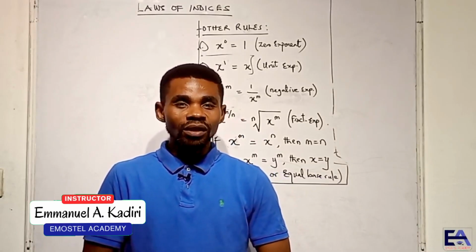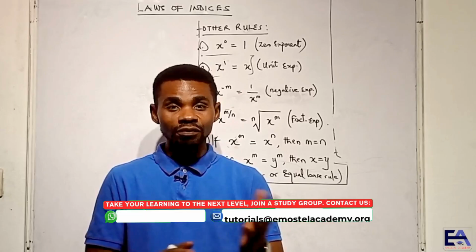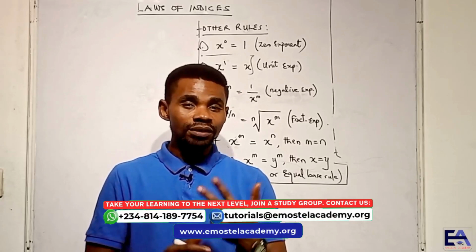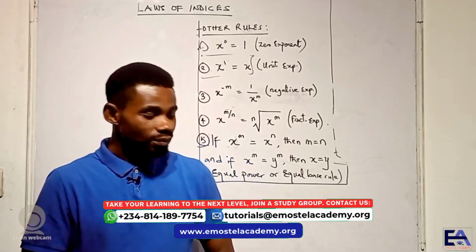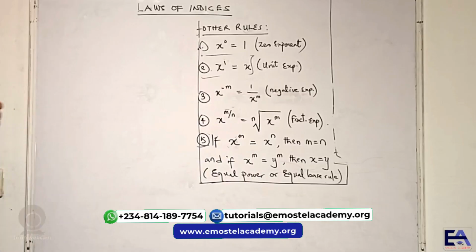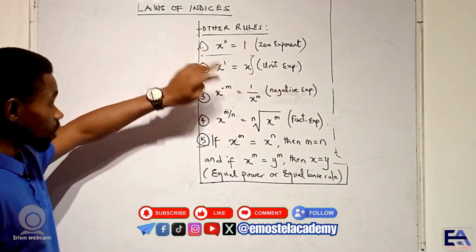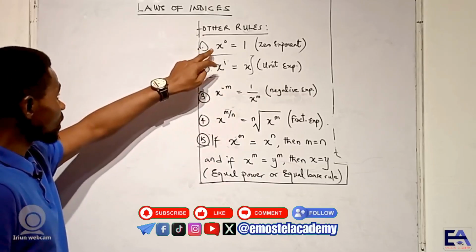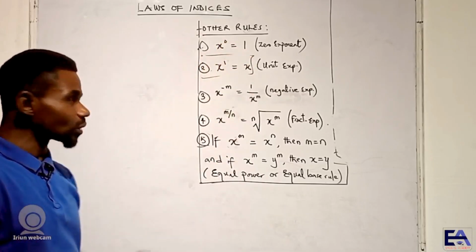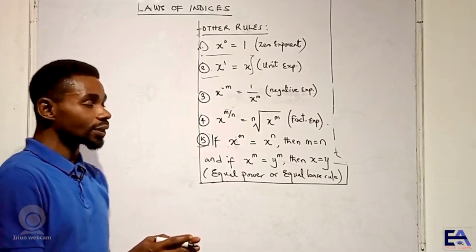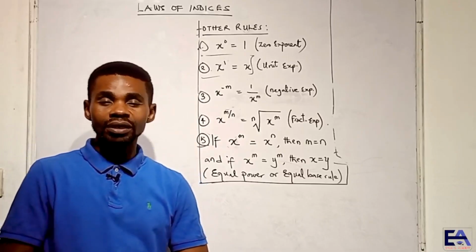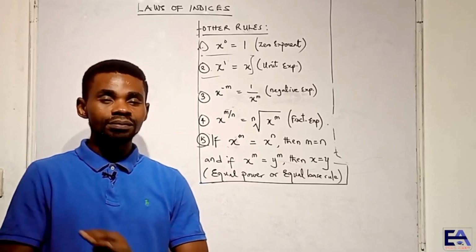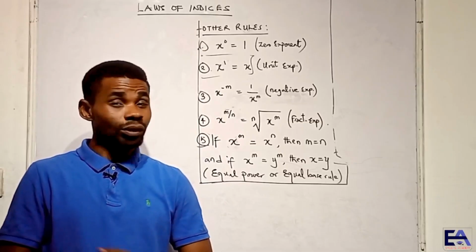In this video, I will be continuing from where I stopped in the previous topic on the laws of indices. All right, so here, the first law says x raised to power 0 is equal to 1. What it's just trying to tell us is that any number or any letter, anything raised to power 0 in mathematics is generally equal to 1. It doesn't matter what it is.